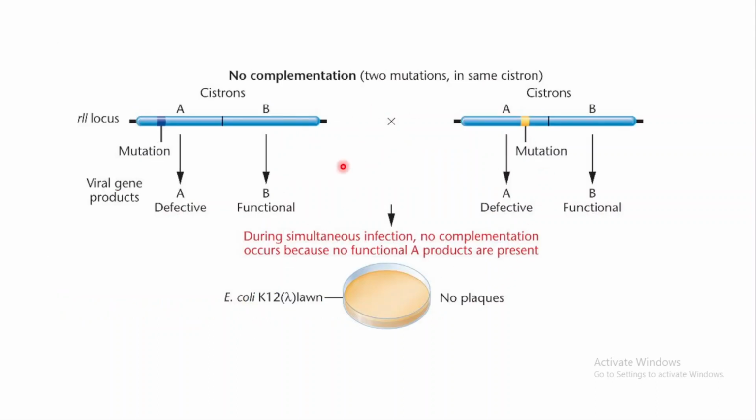So here is another example apart from C. elegans to visually show you the two mutations. No complementation, two mutations in the same cistron. Cistron means the coding region.